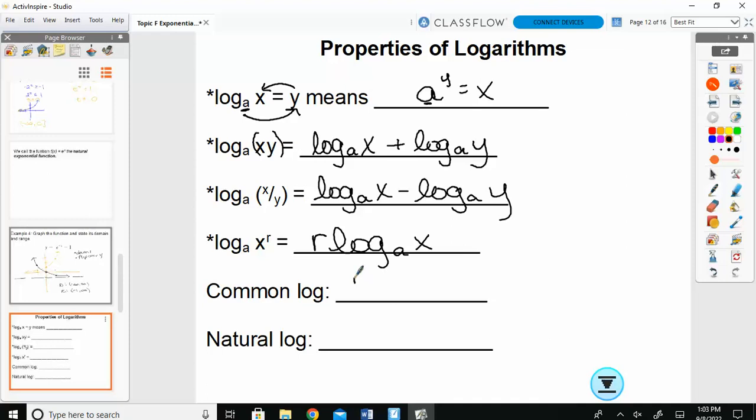Common log is log base 10. Usually you don't see the base, it's just log. Natural log is what we will encounter more in calculus. That's natural log, ln. What that means is a log with a base of e. So those are the most common ones, but in calculus, I said already we're going to see that e a lot.